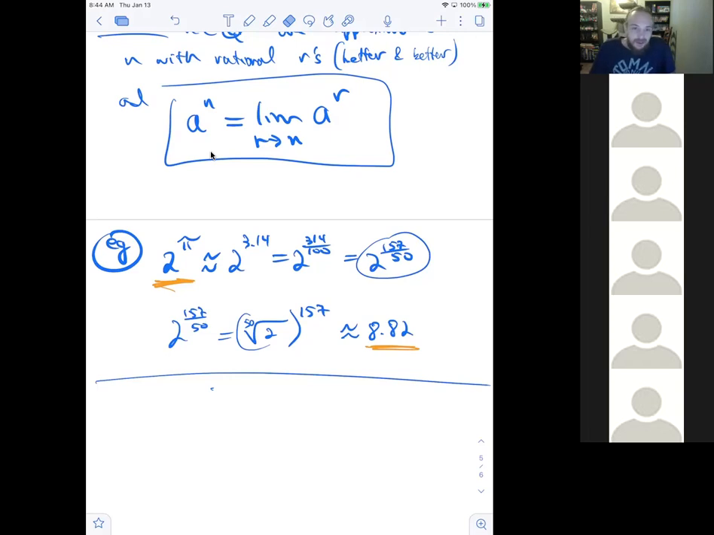But in this one, most of the questions on quizzes and stuff are going to be finding the inverse of the function or computing derivatives, et cetera. It won't require you to use a calculator specifically.